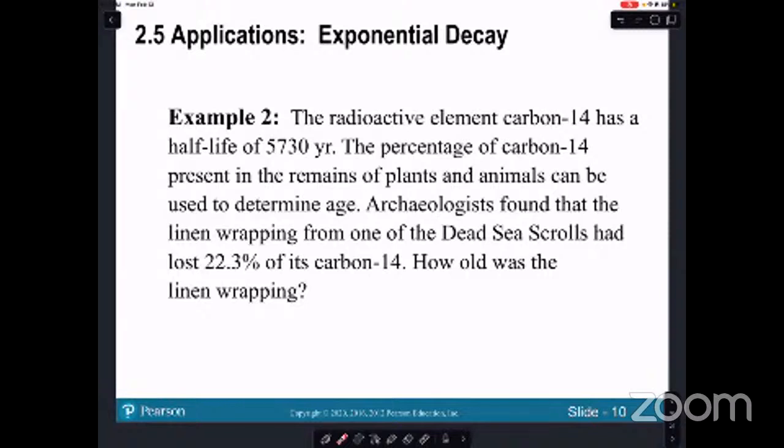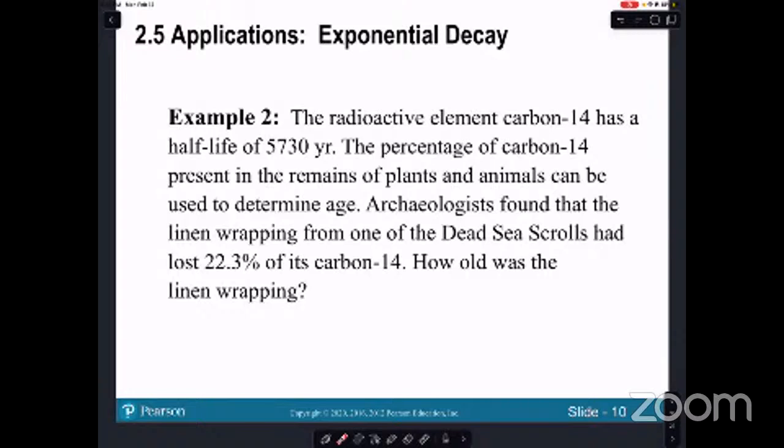Okay. So, example 2. The radioactive element carbon-14 has a half-life of 5730 years. The percentage of carbon-14 present in the remains of plants and animals can be used to determine age. Archaeologists found that the linen wrapping from one of the Dead Sea Scrolls had lost 22.3% of its carbon-14. How old was the linen wrapping? Okay, let's give this a go.